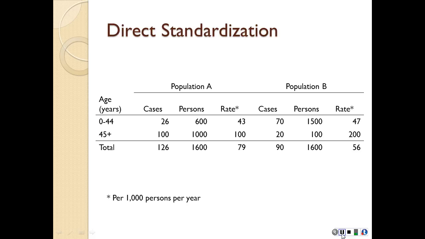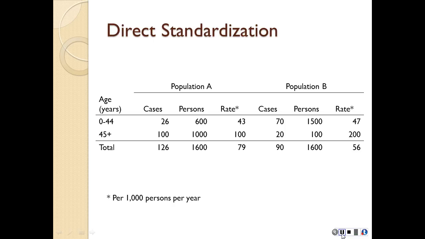In this example, we have population A and population B. Let's say this is Kansas City and St. Louis, the population of Kansas City and the population of St. Louis. And we are going to standardize based on age. The age distribution in Kansas City is different than the age distribution in St. Louis. I don't know if this is true, but for argument's sake, let's say the people in Kansas City are a whole lot older than the people in St. Louis.